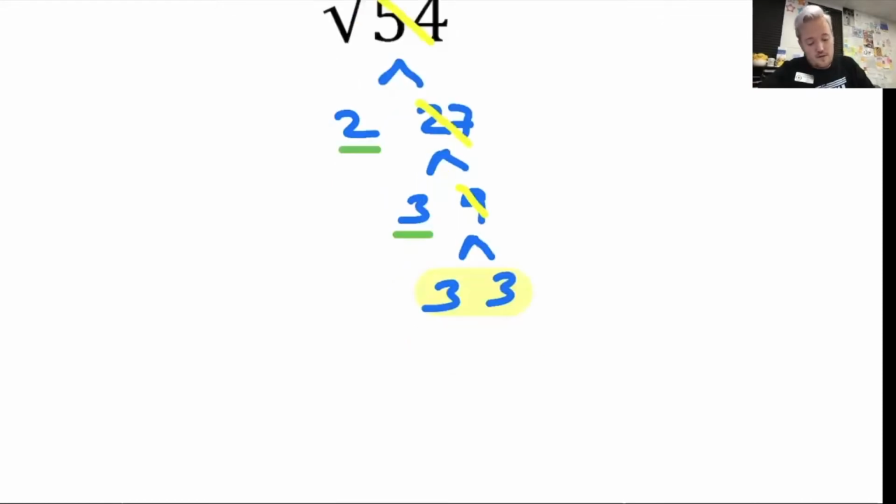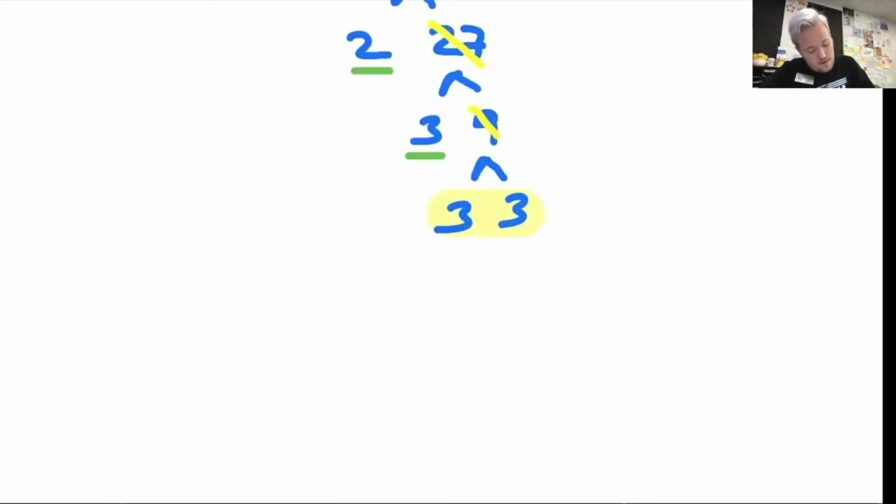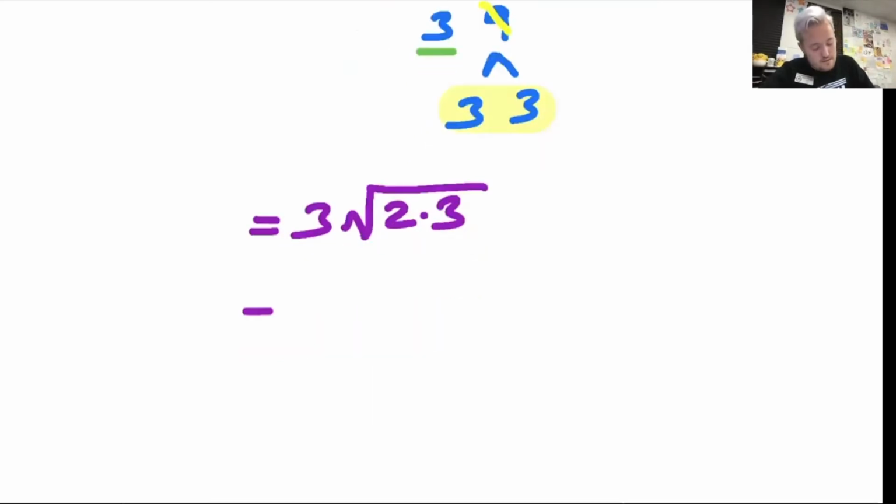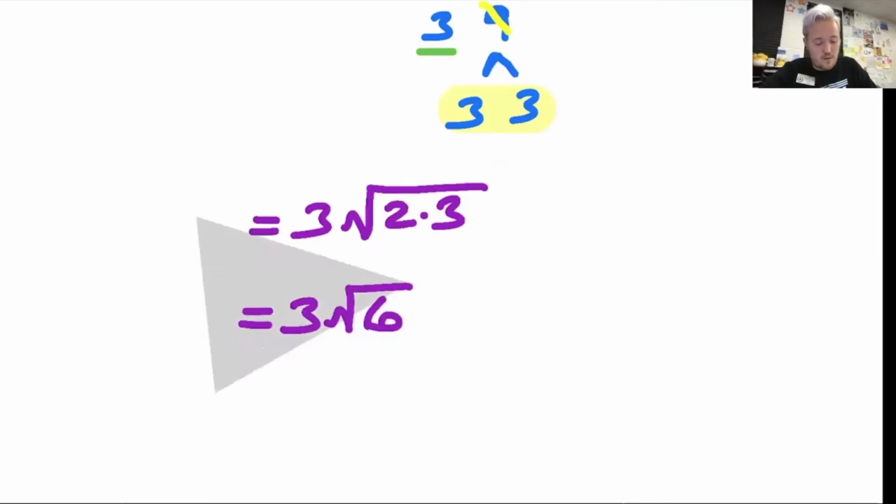All right, so I'm going to go ahead and write my value. On the outside, I'm just going to write the 3 once. And then on the inside, I have a 2, and I have that 3. So when I simplify, I'm going to have 3 root 6. Perfect. It's exactly what I wanted.